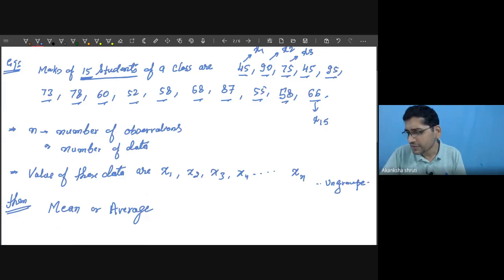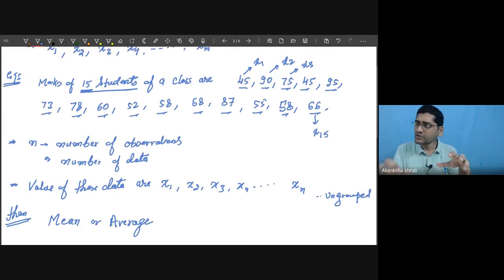Why ungrouped? The term group that we will use later means interval. Grouping means writing in some interval or in group form. Say this data may be converted into different groups. So the group of students securing marks from 40 to 60 as one, 60 to 80 as the next group, then 80 to 100 as the next group. Converting into groups means converting into intervals, but here we write the data as it is, as ungrouped data.